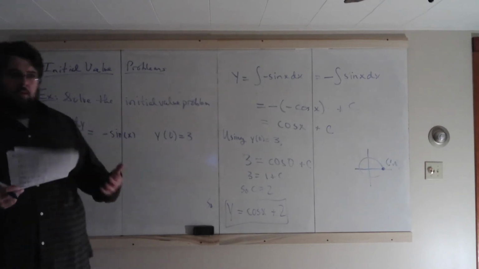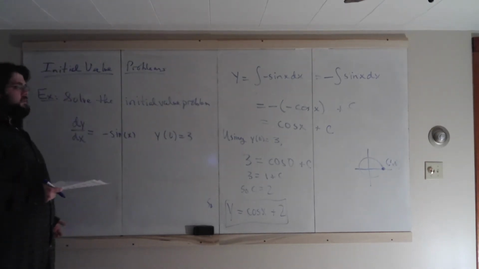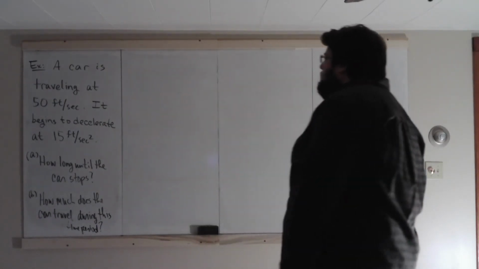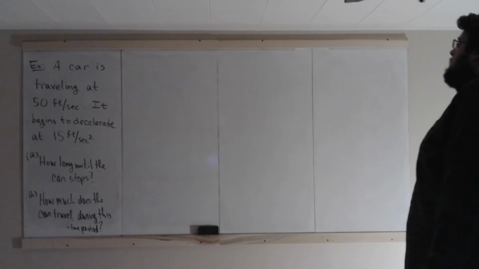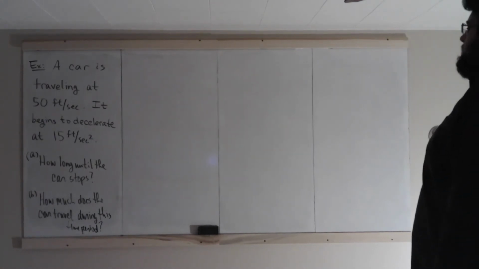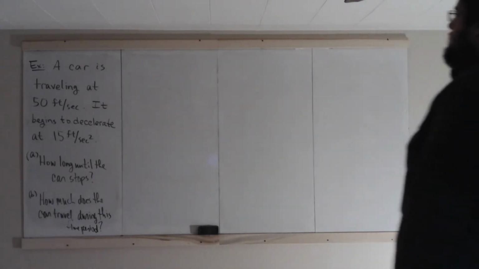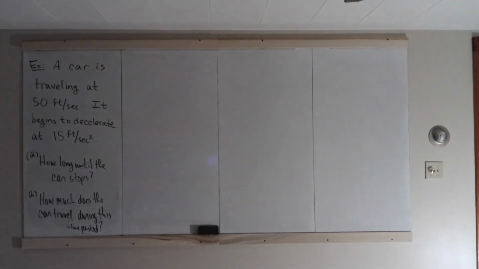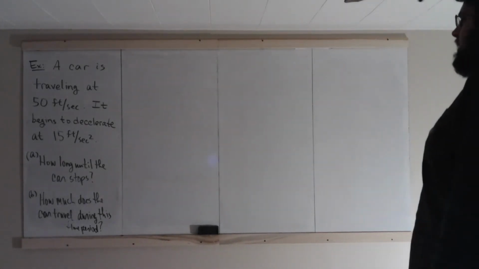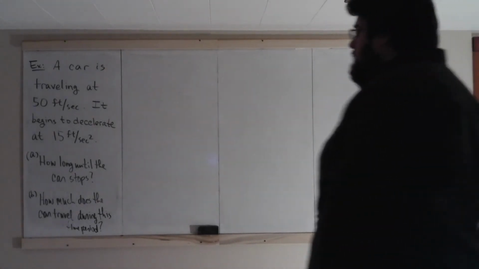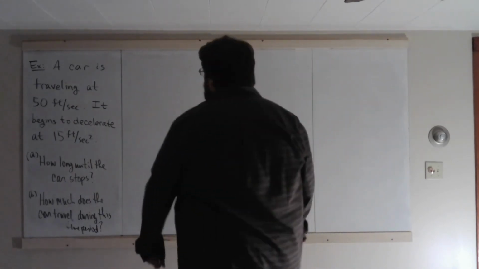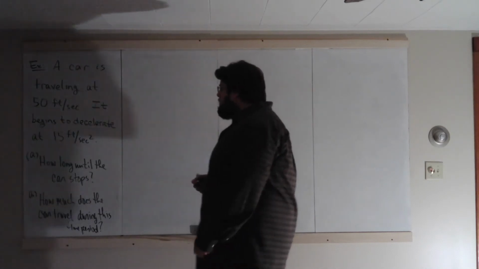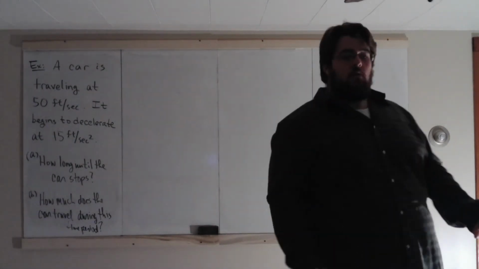Let's look at an application using acceleration, velocity, and position. Here, a car is traveling at 50 feet per second velocity. It begins to decelerate at 15 feet per second squared acceleration. Part A, how long until the car stops? Part B, how much does the car travel during this time period? So how many feet does it travel from the time it begins to decelerate until it's completely stopped? Well, part A, how long until the car stops? That's when the velocity is 0.